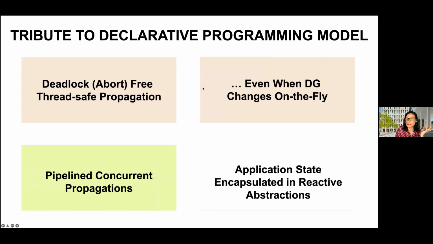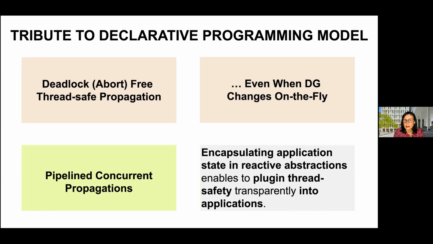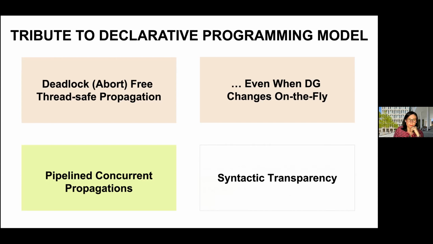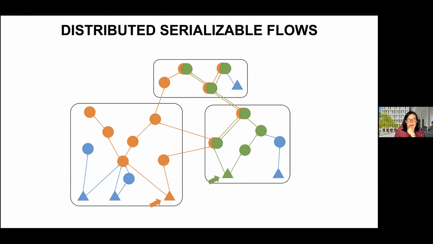The orange color says semantically transparent. Due to deadlock-free propagation, we cannot observe any change in behavior, and the pipelining makes the execution efficient, while the fact that application state cannot be directly manipulated from the outside, being encapsulated into reactive abstractions, enables us to plug in thread safety transparently into applications. As I said, I can take the same program and run it single-threaded or multi-threaded without needing to change the program. And we also show that this can generalize to distributed flows.